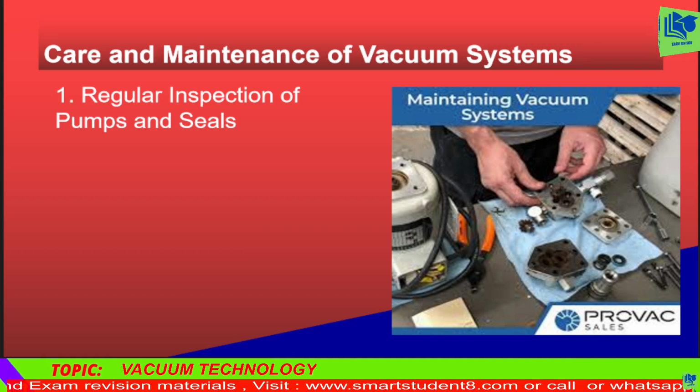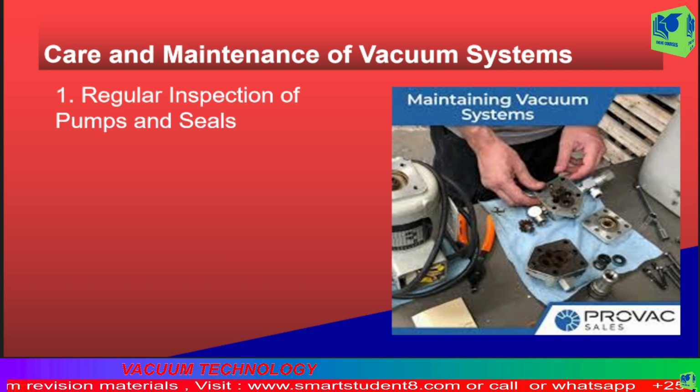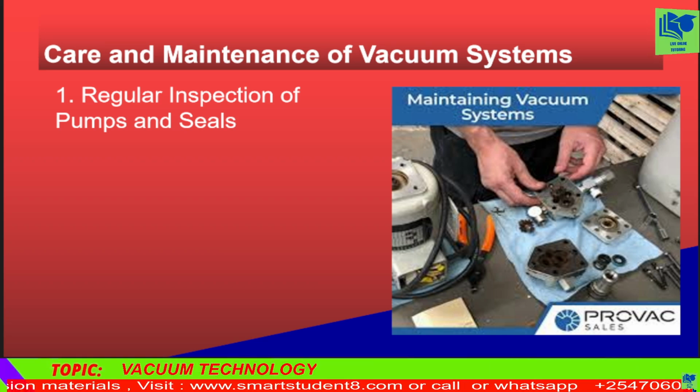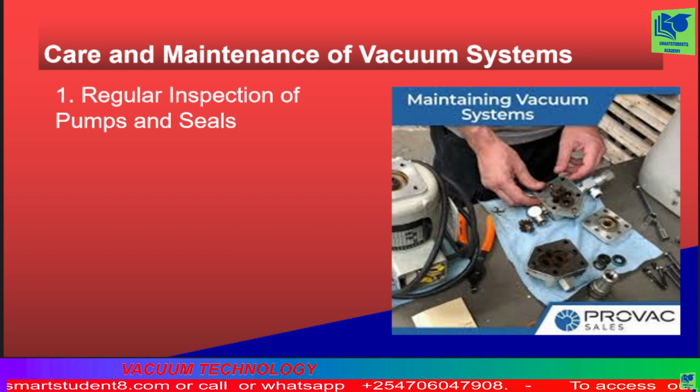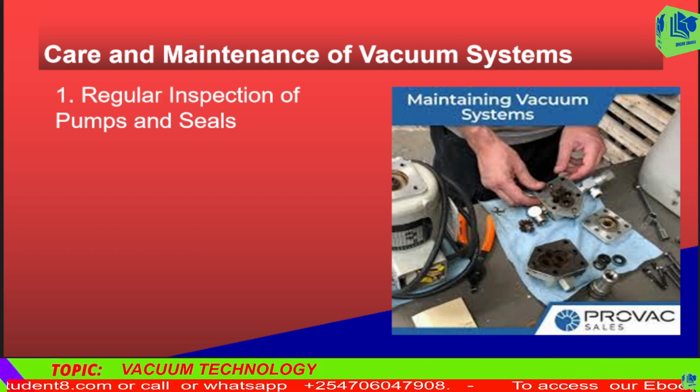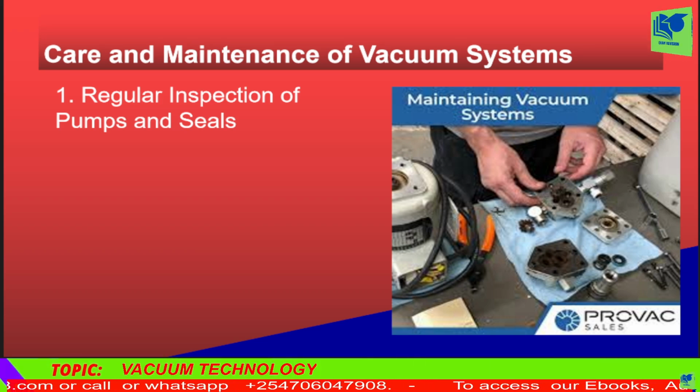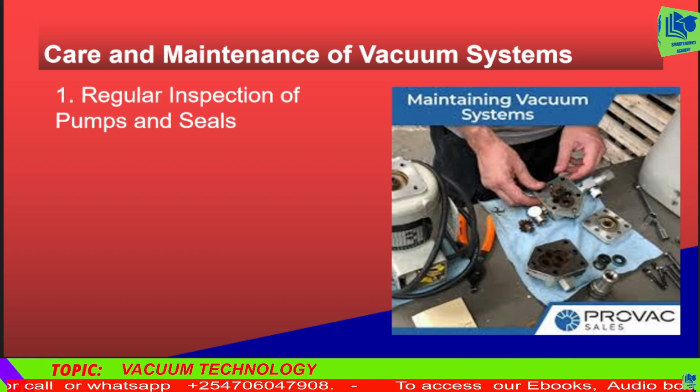Check the motor and power supply. Ensure that the motor is working correctly and the power supply is stable. Inconsistent power can cause the pump to operate inefficiently. Vacuum pressure. Use a pressure gauge to monitor the vacuum pressure. If the pressure is not dropping as expected, the pump might be losing efficiency or there could be leaks in the system.